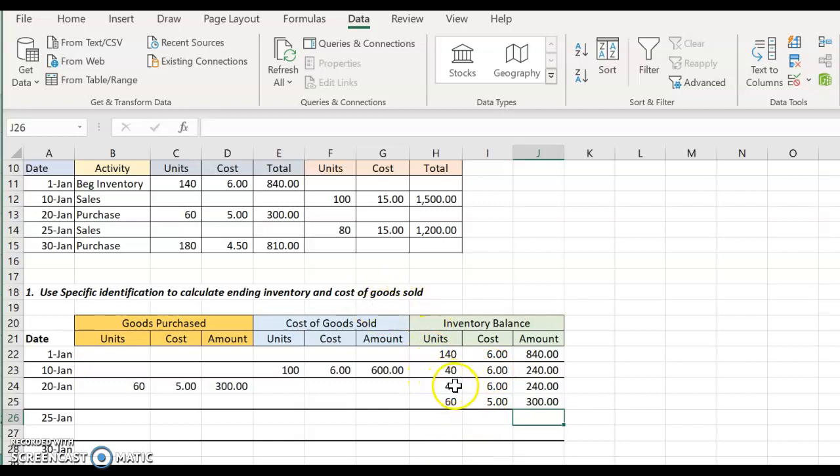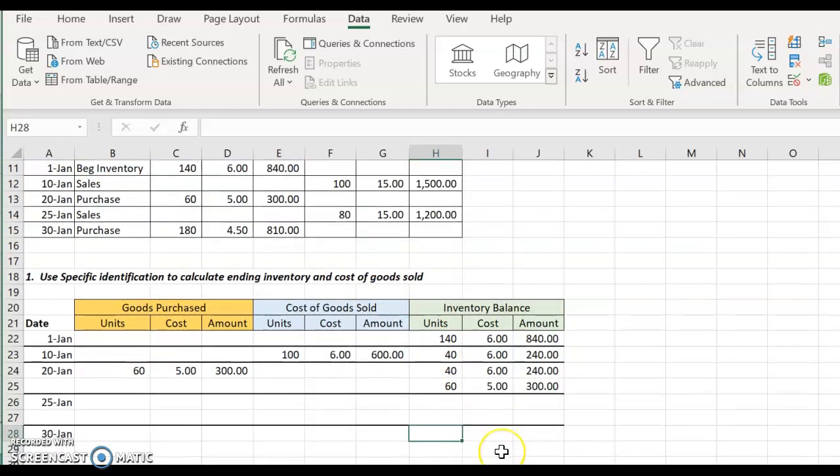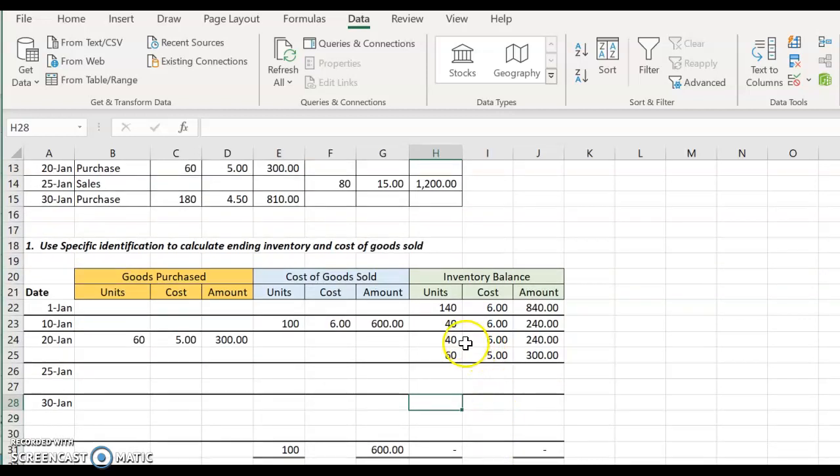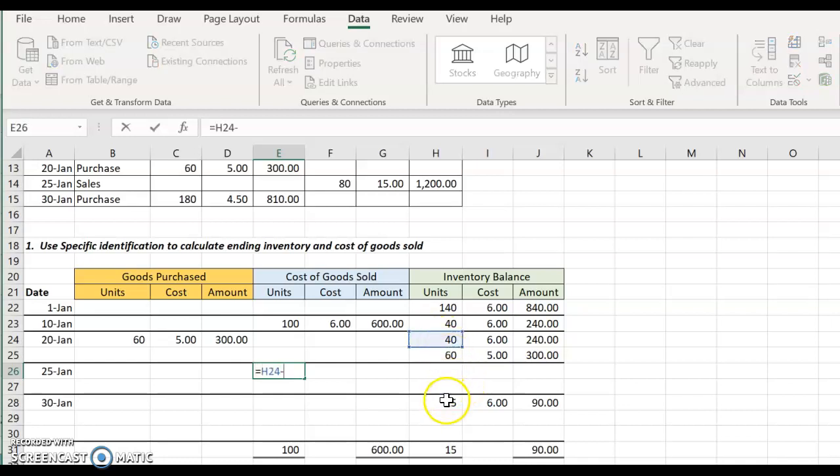Okay, so I have 40. If I'm only going to have 15 of those, I'm just going to jump down to my ending inventory, right? If I'm only going to have 15 of those at the end, then how many did I sell? Well, if I had 40, I have 15 at the end. I know that I sold 40 minus 15, or 25, at $6.